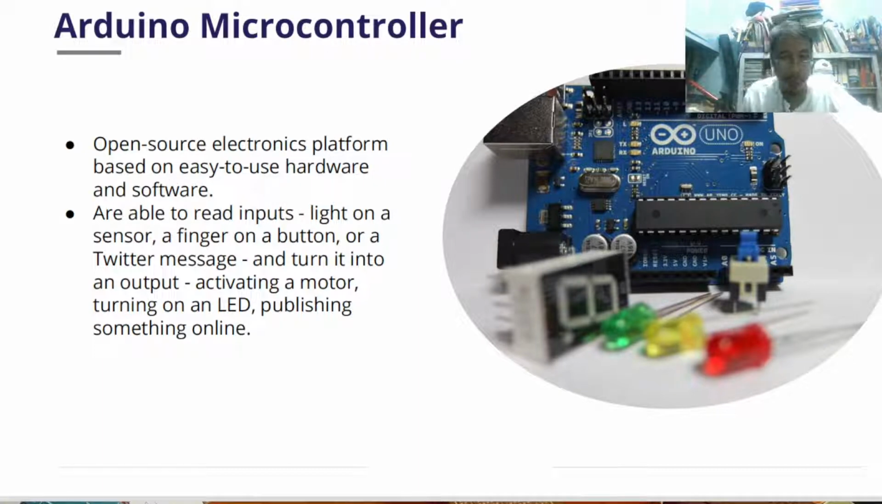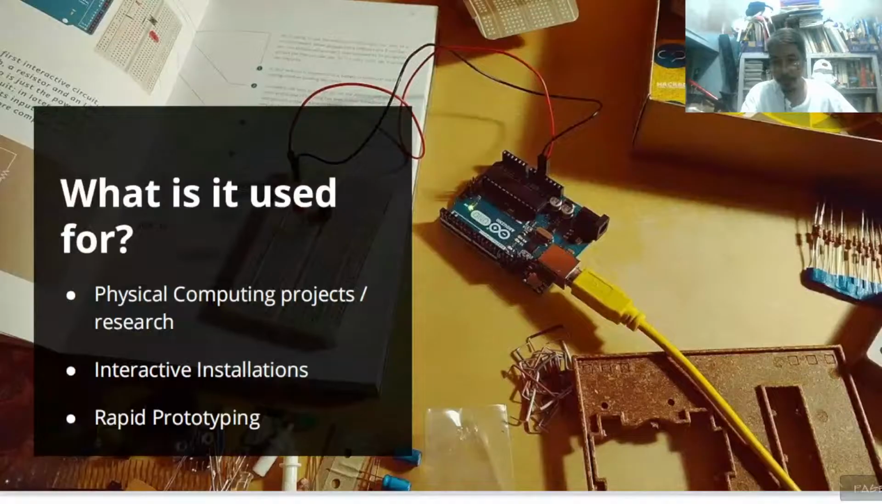Anak mo ka. So, activating any mechanical or motor or device online using internet is what we call IoT, Internet of Things. So what is it used for? Physical computing projects, search, can be used for interactive installation, can be used for rapid prototyping.